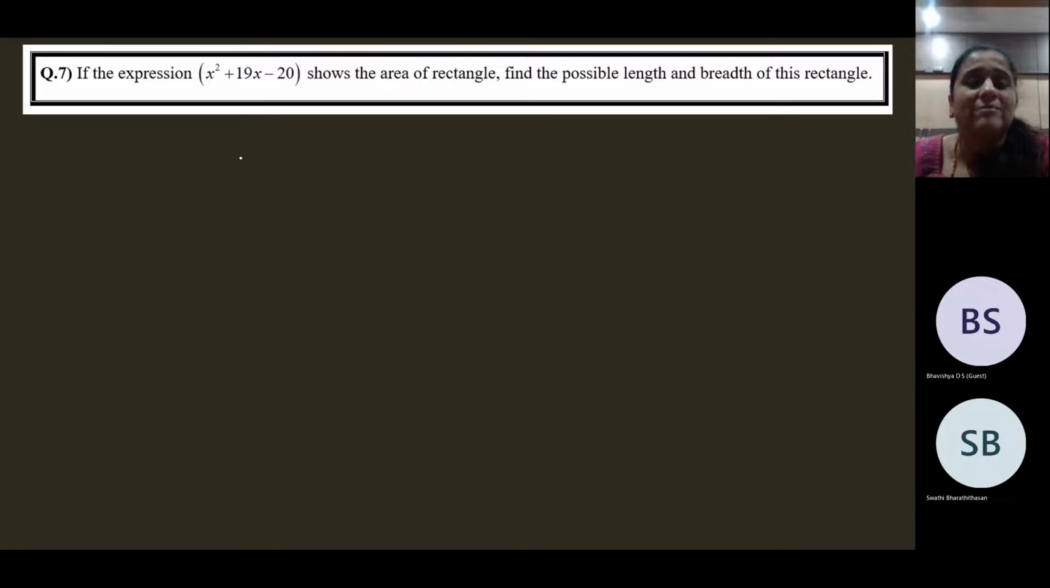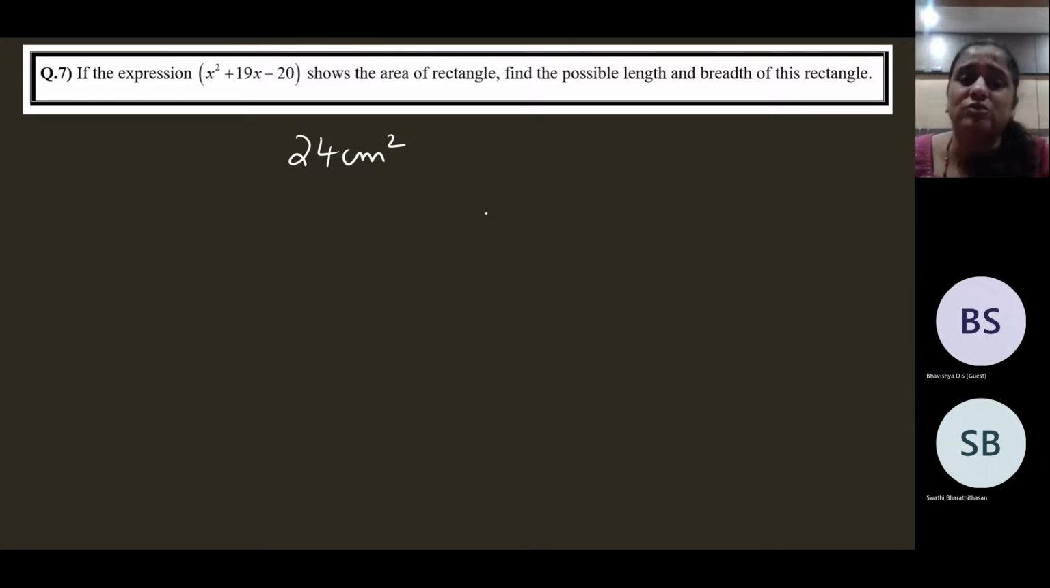Now Bhavishya, I'm saying that I have a rectangle whose area is say 24 centimeters square. All right. Now I want you to tell me the possible dimensions the rectangle can have.